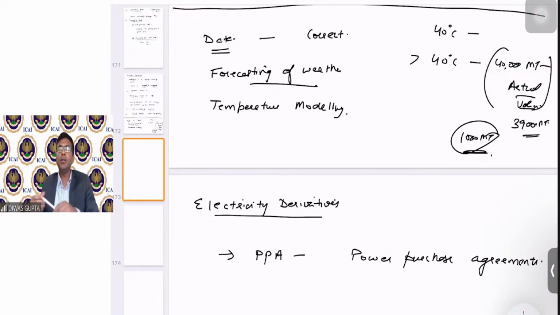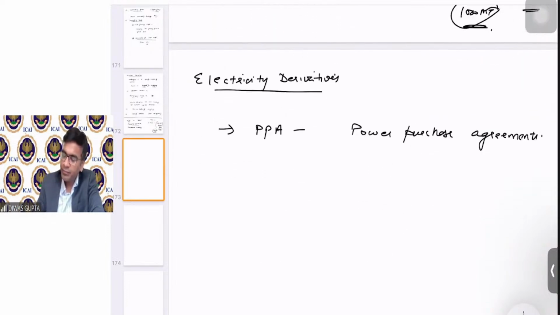Yes, students. So we were discussing electricity derivatives. If you see the Indian scenario, mostly the electricity is purchased by the government or government agencies through power purchase agreements. So this is on the supply side. Now imagine someone who needs a very big power consumption. So that is on the consumption side, right?